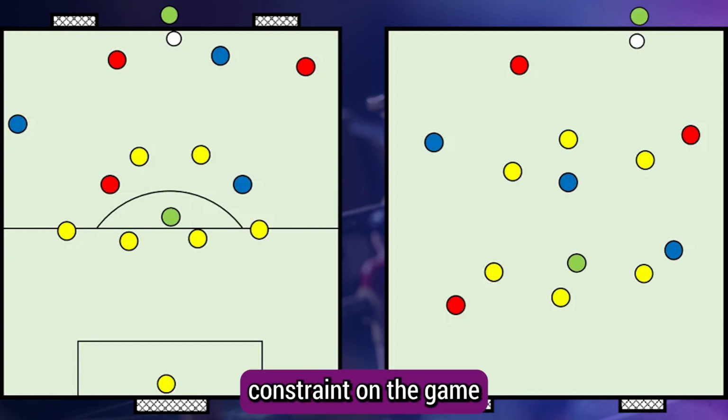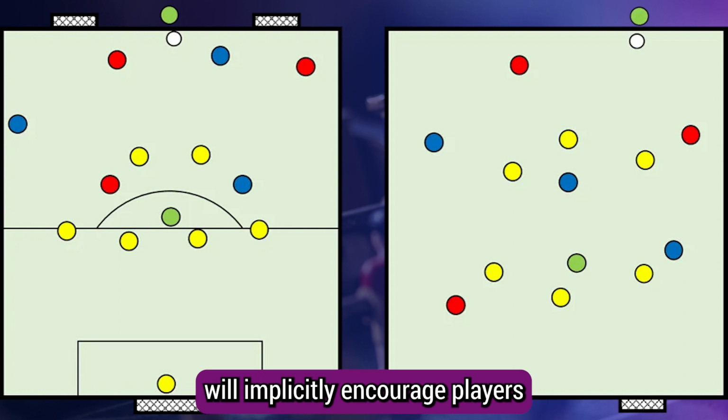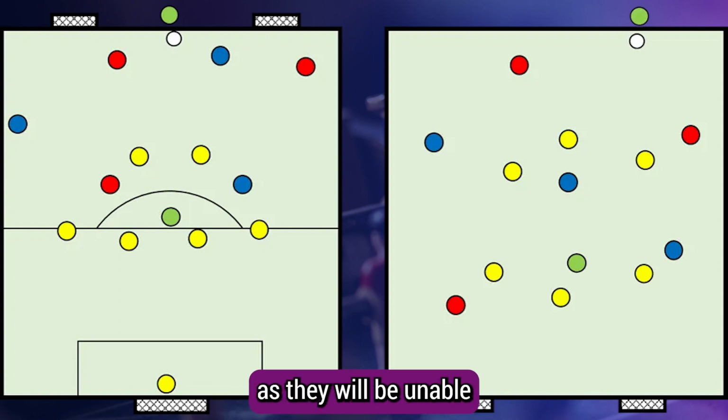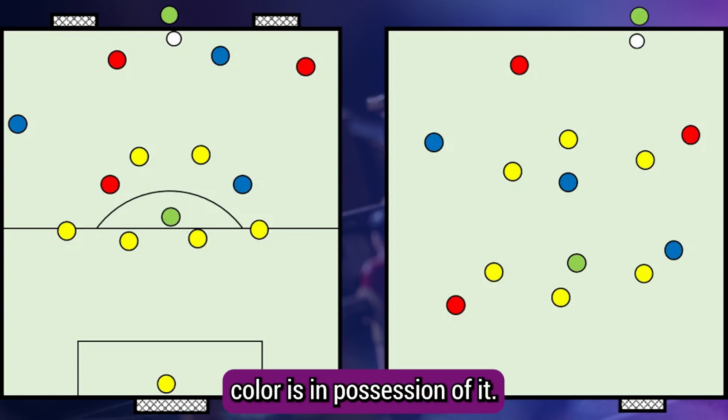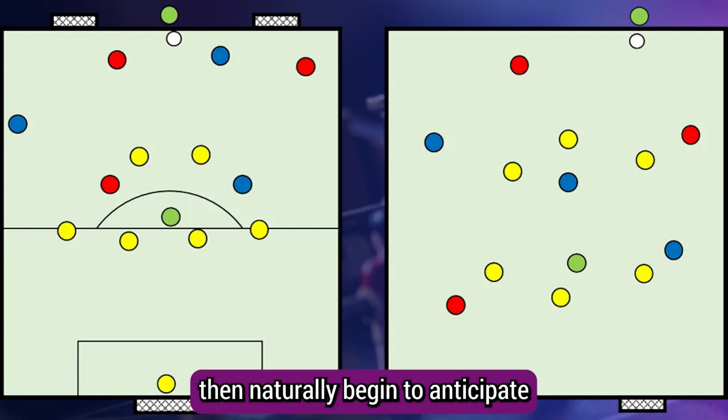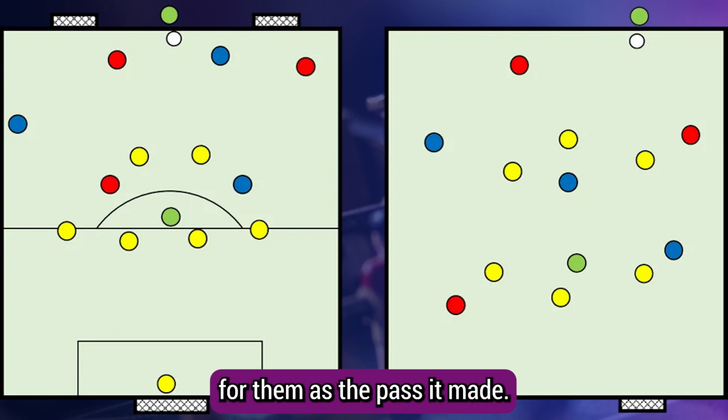The color constraint on the game will implicitly encourage players to recognize the next pass, as they will be unable to receive the ball when their teammate in the same color is in possession of it. They will then naturally begin to anticipate who will receive the ball instead and provide options for them as the pass is made.